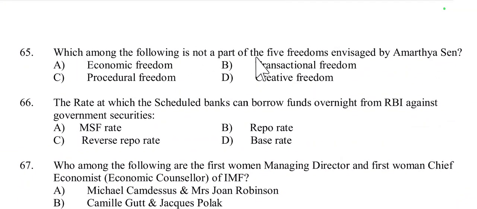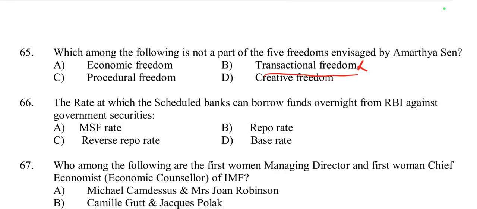Which among the following is not a part of the 5 freedoms envisaged by Amartya Sen? So according to Amartya Sen, there are 5 freedoms. The options are economic freedom, transactional freedom, procedural freedom, or creative freedom, which is not a part of the 5 freedoms. So transactional freedom is not a part of Amartya Sen's freedoms, because in Amartya Sen's framework there are 5 freedoms.